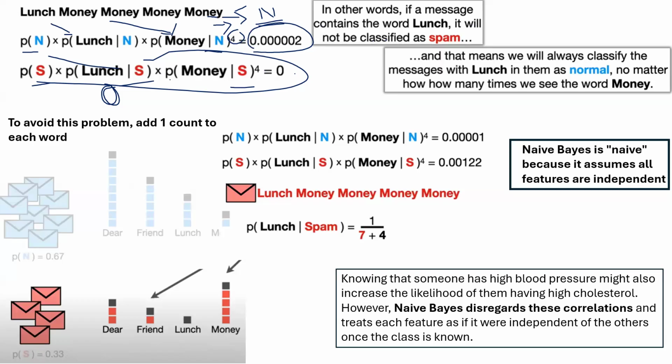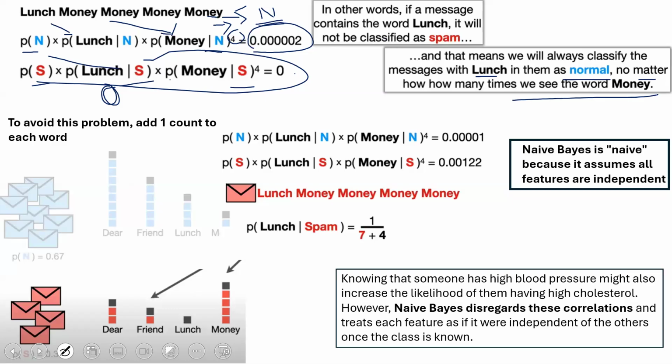And the probability of spam given a message will always go to 0, right? And that means we will always classify the message with lunch in it as normal, no matter how many times we see money. Even if you are getting money 1,000 times, you would want to consider that as a spam email.